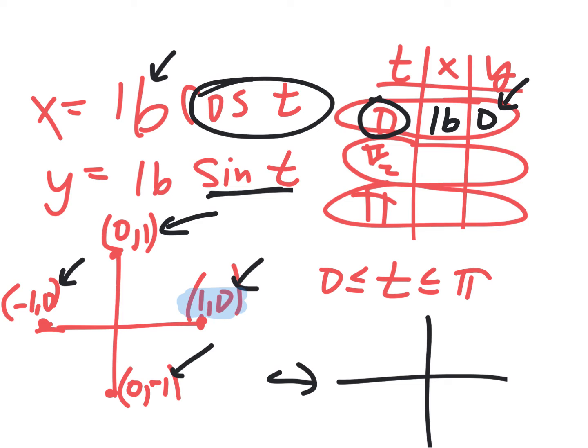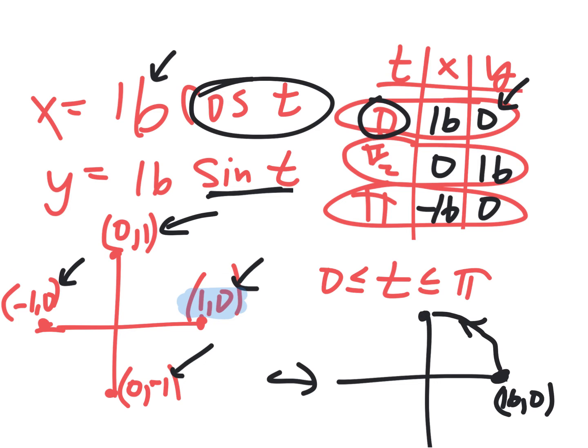Neil, would you tell me what you got for pi over 2? 0 for x and 16 for y. 0 comma 16. Okay, awesome. And how about pi? Negative 16 and 0. Excellent. Now would you please graph them if you haven't already? And remember, there's an arrow on your line because it starts at one place and it goes to another place. So graph those 3 points. So it starts at 16 comma 0. And then it goes to 0 comma 16. There's an arrow there. And then it goes to negative 16 comma 0. Look at that. It's kind of like a half a circle.